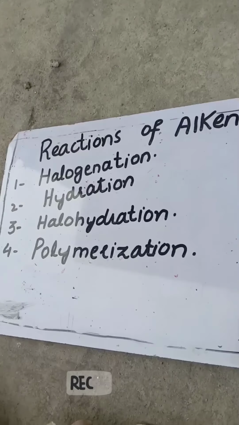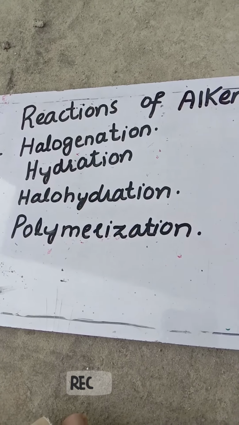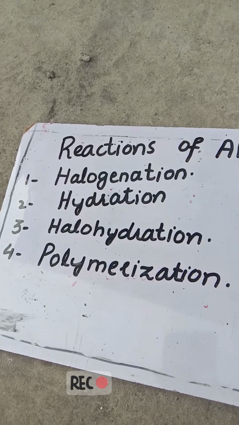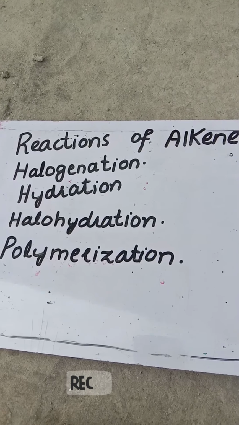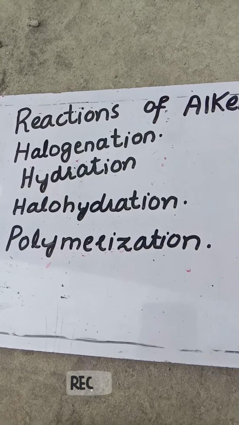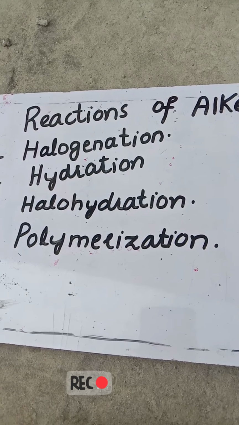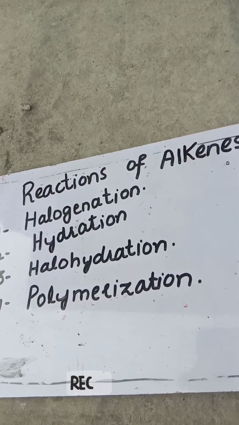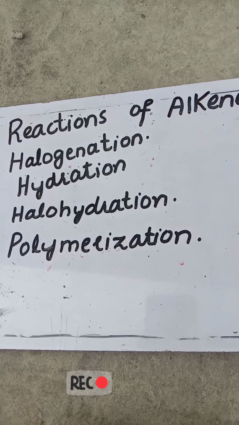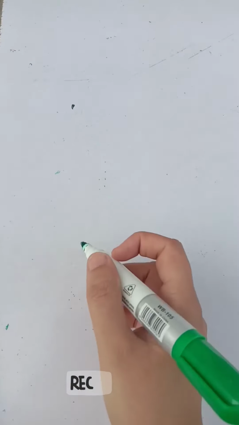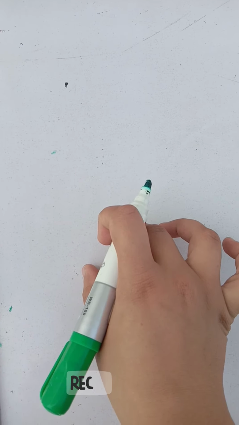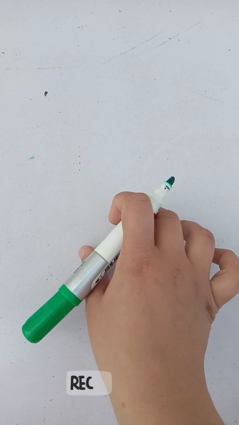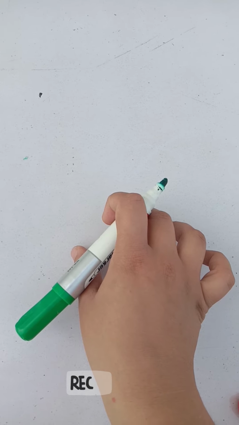So moving toward my fourth reaction, what is the name of the fourth reaction? The fourth reaction is polymerization. What is meant by polymerization? As you know, poly means many, and mers means units or parts. So when many small monomers are attached and a larger molecule is produced, that type of reaction is known as polymerization.